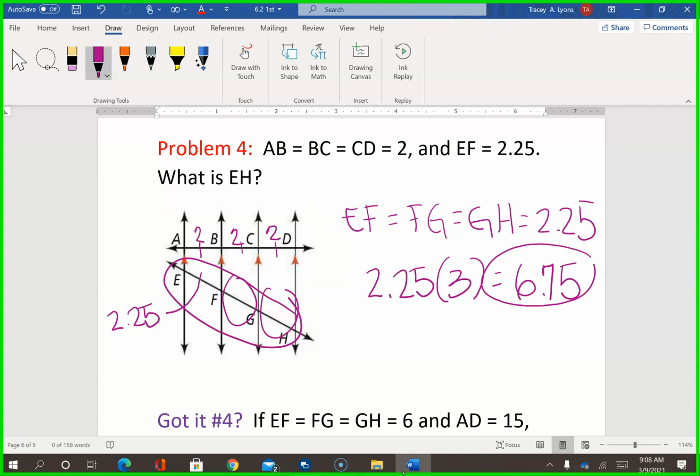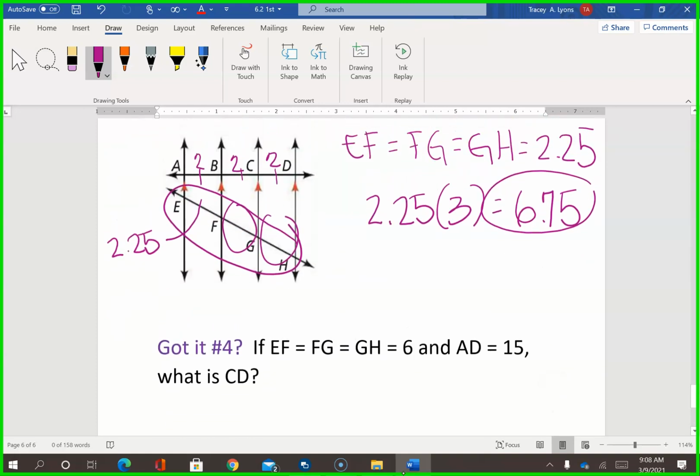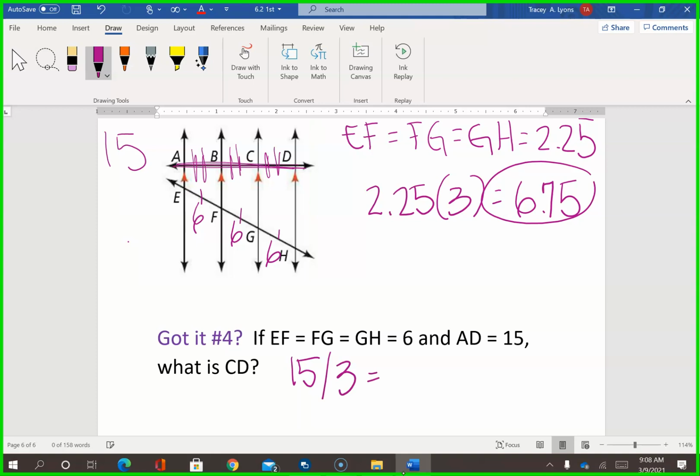Okay, and then there's one more got it question. It evidently is using the same picture. So EF, FG, GH are all 6. Again, that makes those all the same. AD is 15, so the whole thing is 15. Would these all be equal? They would. If the other side are equal, that would be equal. So we're going to take 15 and divide it by 3, and all of those are 5.